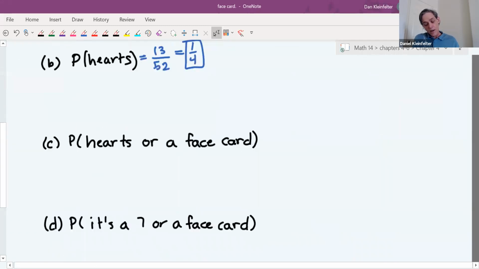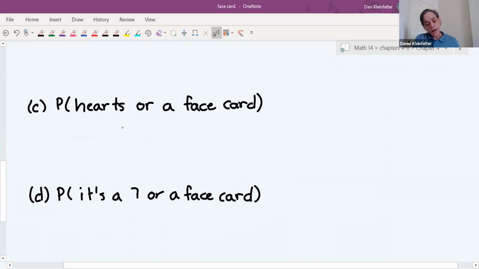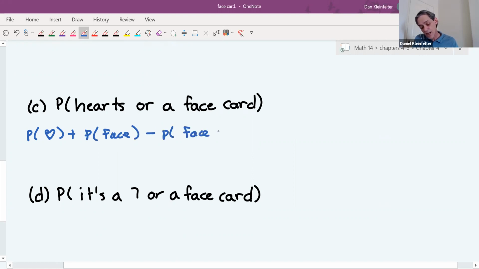All right, so now more interesting, we want to know the probability of getting a card that is hearts or a face card. So this would be the probability of getting hearts plus the probability of getting a face card minus the probability of getting a face card and hearts. Okay, so the probability of getting hearts, we know that that's 1/4, but I'm going to leave it in terms of 52nds now to make the fractions easier. So hearts, there are 13 out of 52.